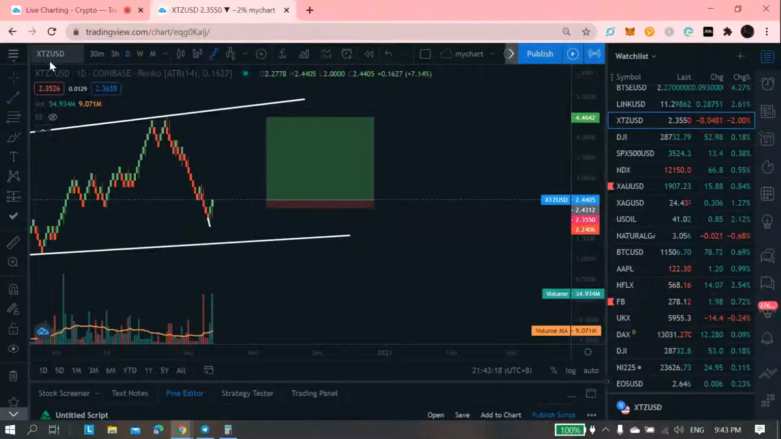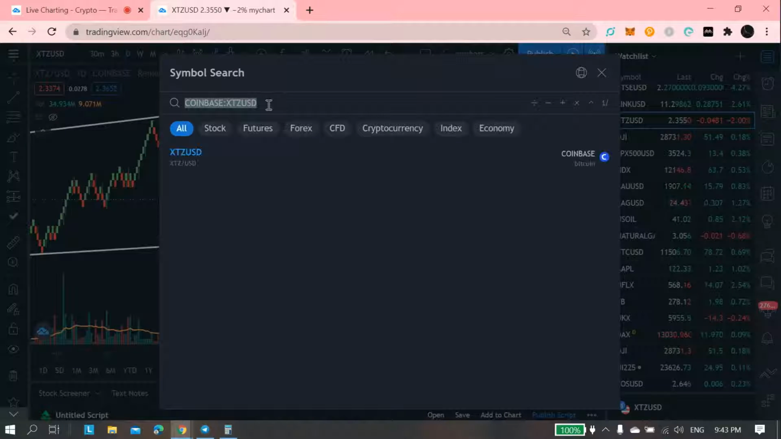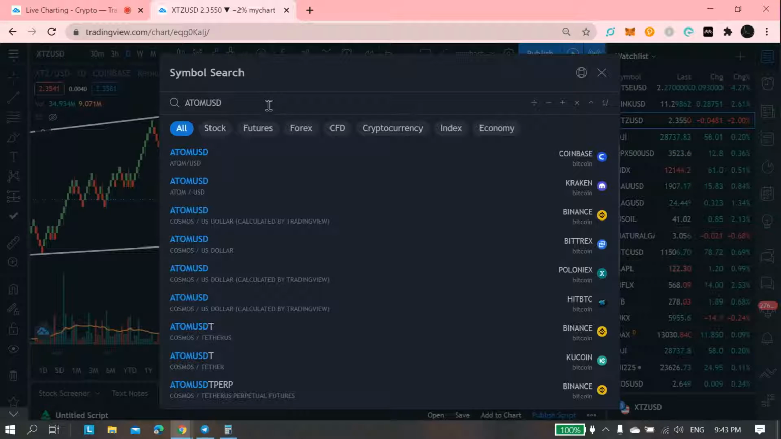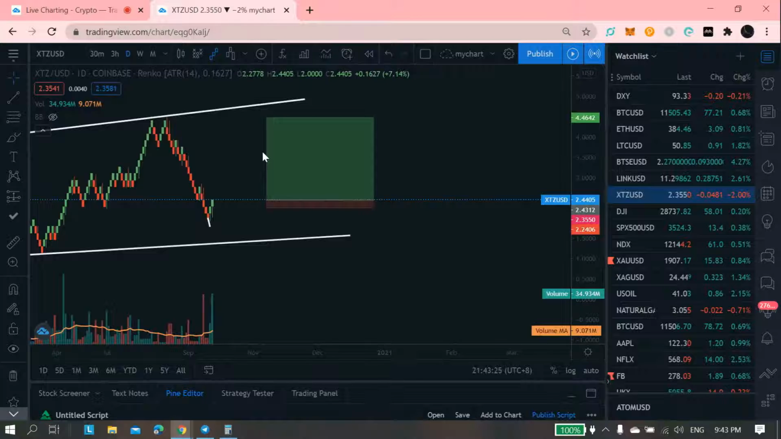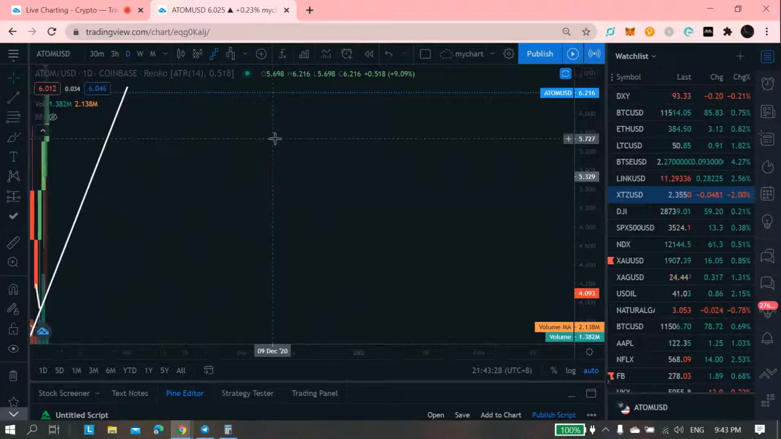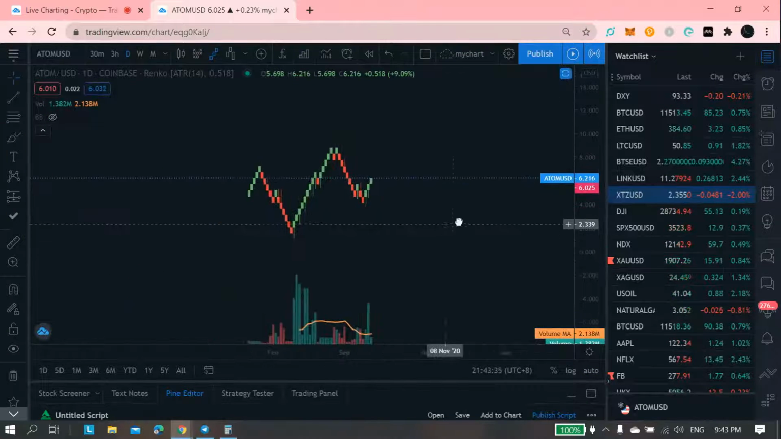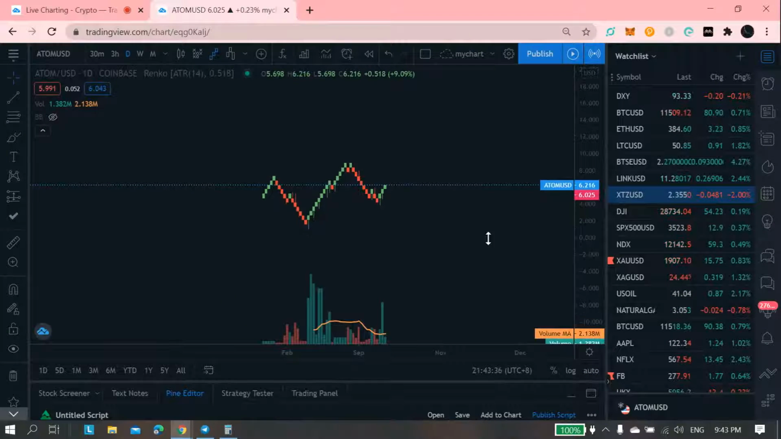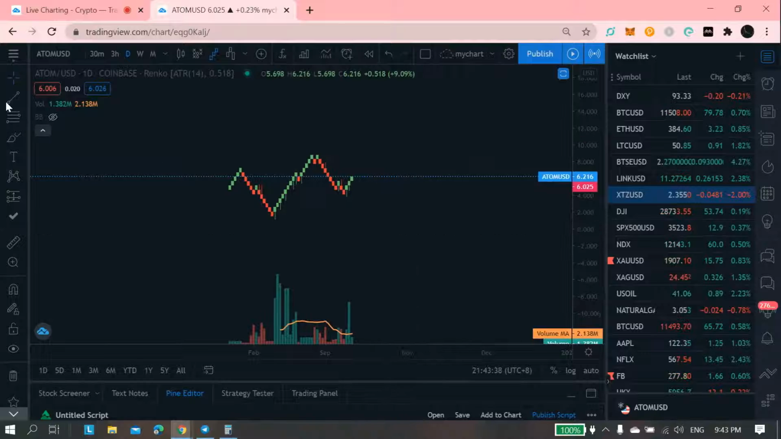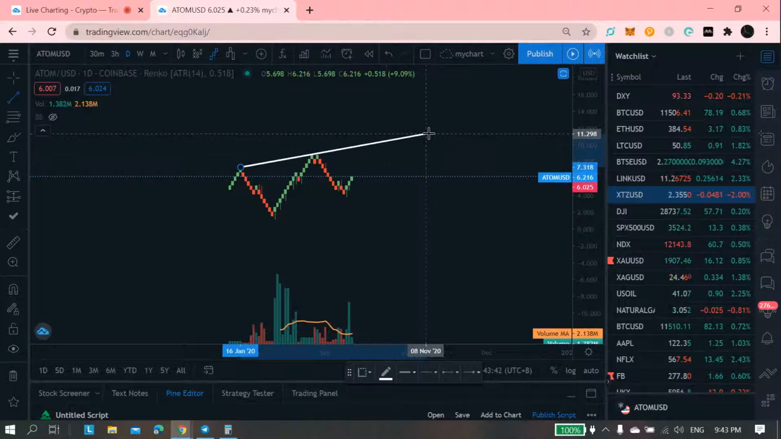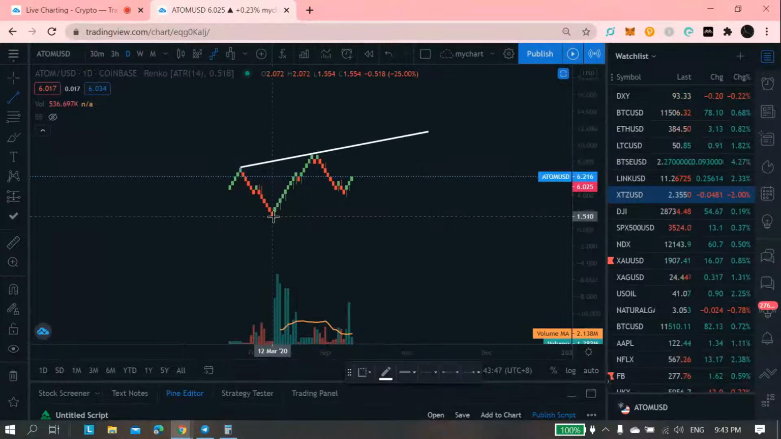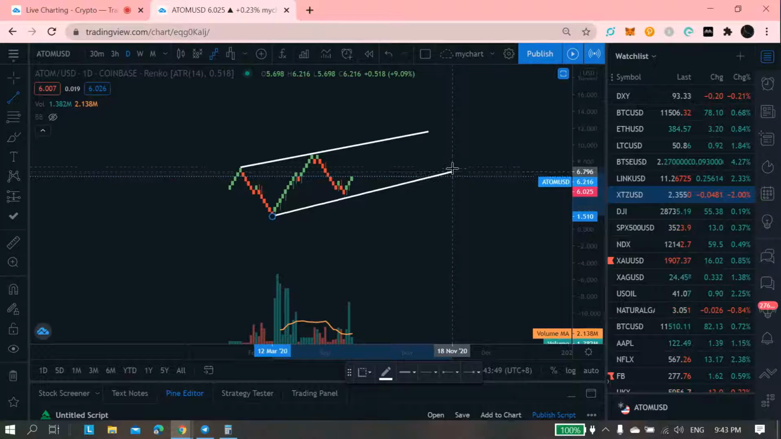is Atom, or the Cosmos. Let's also use Coinbase. So if you look at Atom, actually I'm using the Renko chart because it's less noisy than the candlestick. But of course, candlestick is still the best chart, I think.